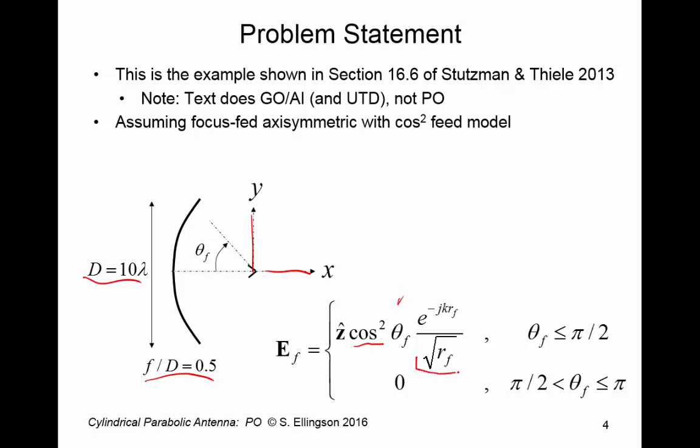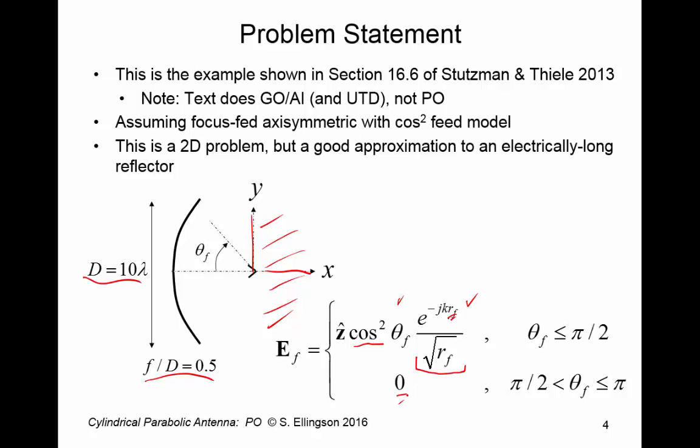Here's our cylindrical wave. Now a line source in 3D is like a point source in 2D. We get a cylindrical wave. So e to the minus jk r sub f, the distance from the focus, divided by the square root of r sub f, as opposed to just r sub f, which is what it'd be for a spherical wave. And then we say for the region back here, there should be no radiation. So this is a very common cosine squared feed pattern.